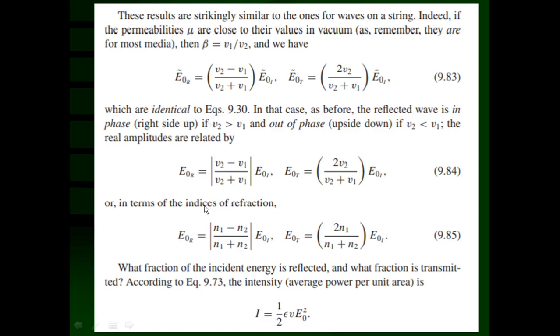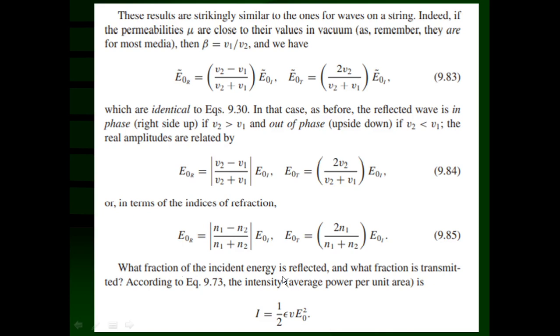We know that beta is equal to V1 upon V2, or it is equal to n2 upon n1. So that can be substituted and we get E0R is equal to (n1 minus n2) upon (n1 plus n2) times E0I, and E0T is equal to 2 times n1 upon (n1 plus n2) times E0I. Substituting this value of beta in this term, we can obtain E0R and E0T in terms of the indices of refraction.